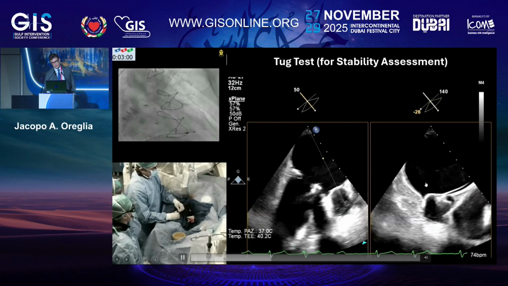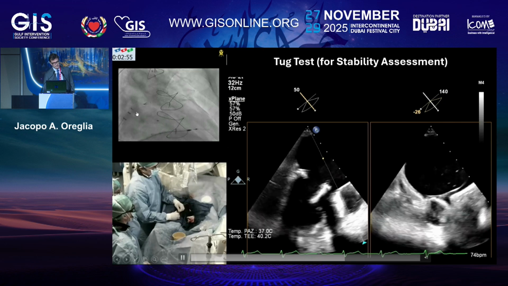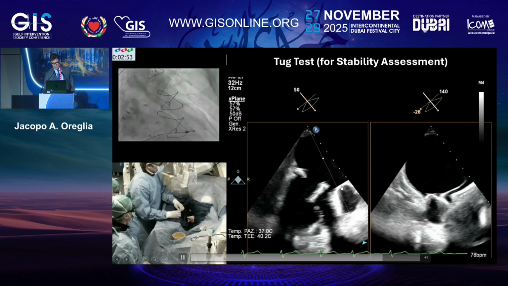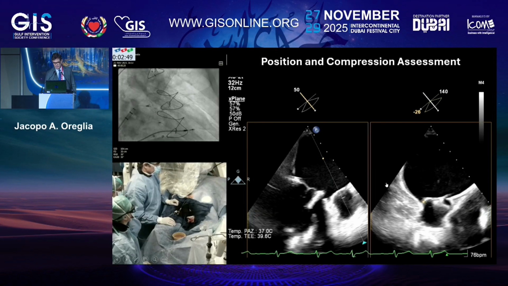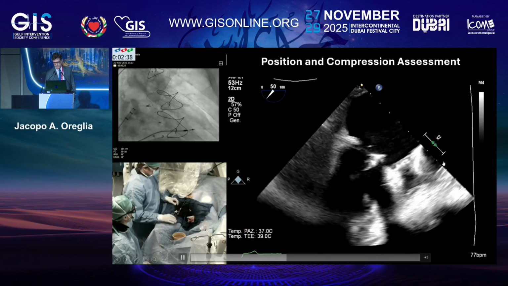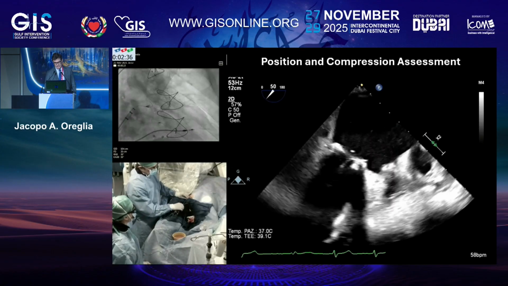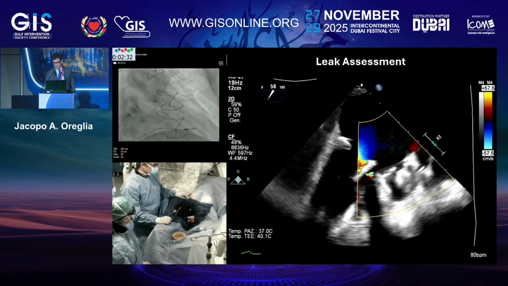Again, we need to be sure that the device is stable, so we do the tug test, just pulling the device and leaving it, so the device is stable, it stays inside the LAA. And at this point, we can measure the compression. Here you can see that by echo, we could measure 25 millimeters of compression, so it's more than 30% compression, which is pretty good. So the device has met the stability assessment proof.